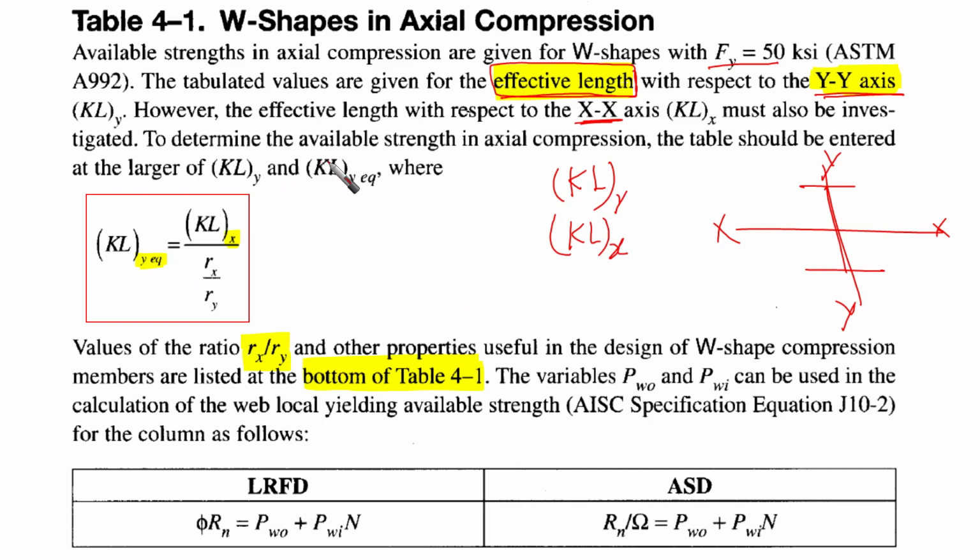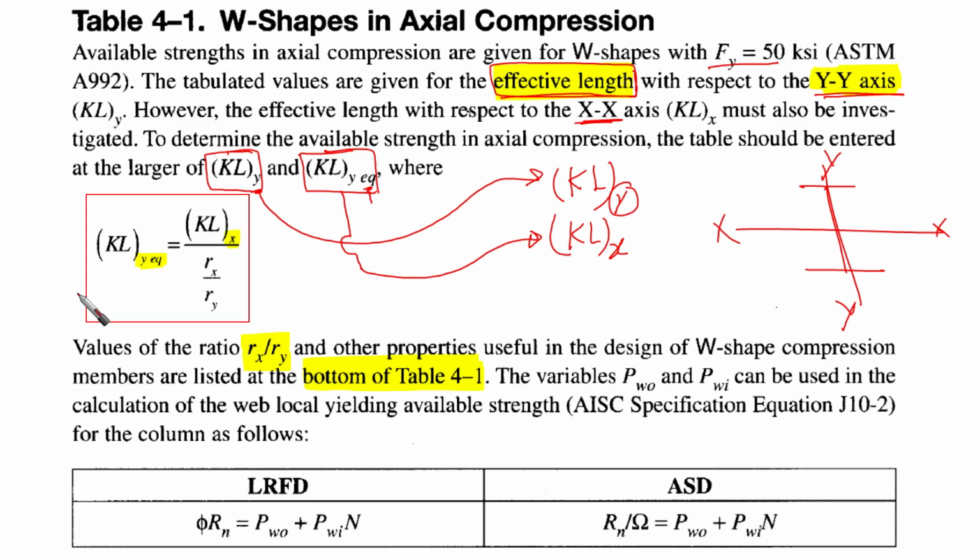To determine the available strengths in axial compression, the table should be entered at the larger of KL with respect to y and KL with respect to y equivalent. Take care. The first is related to KL with respect to y, and we are going to calculate something from KL with respect to x, which we call KLy equivalent. That's it. This is how we are going to use the table.